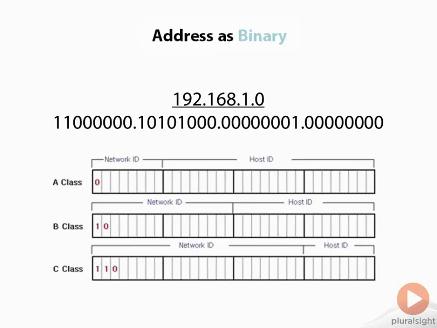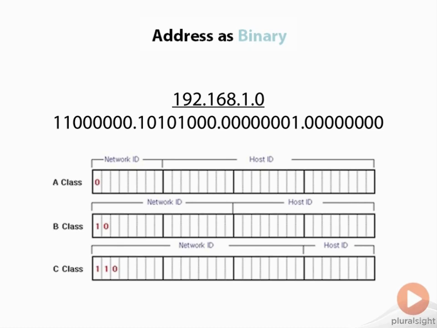Alright, let's look at how we divide large networks into smaller ones. This process is often referred to as subnetting. So when you break an IP address down into its binary equivalent like this, you see that each octet is represented with an 8-bit binary number.